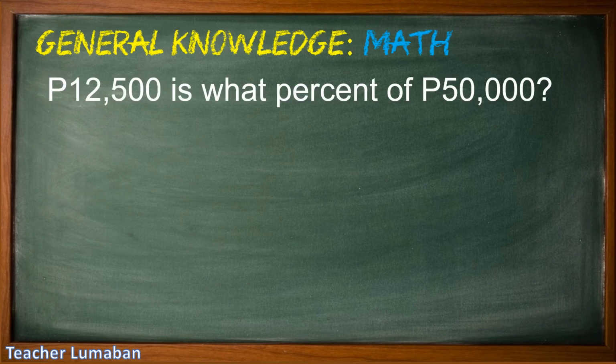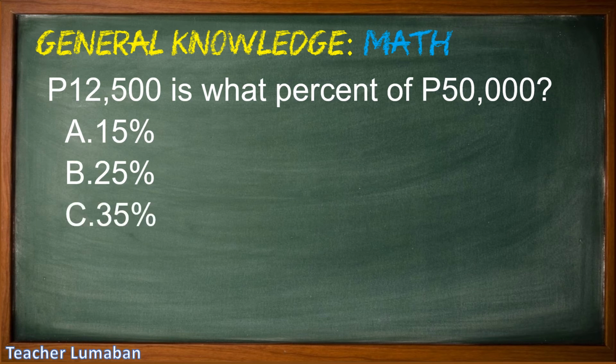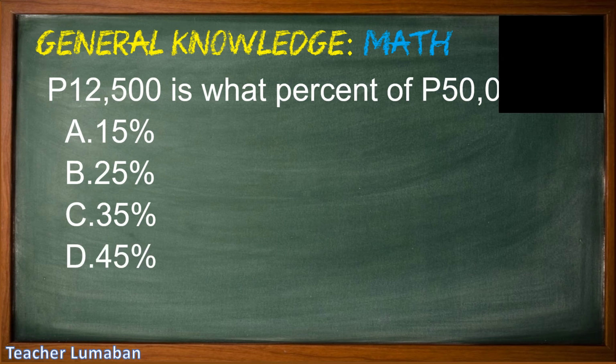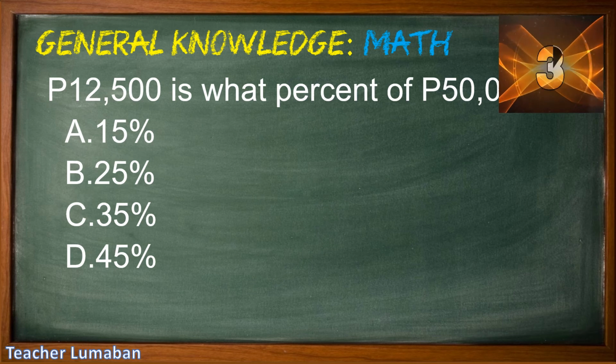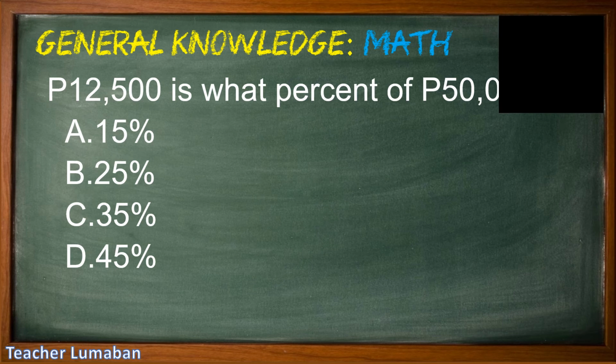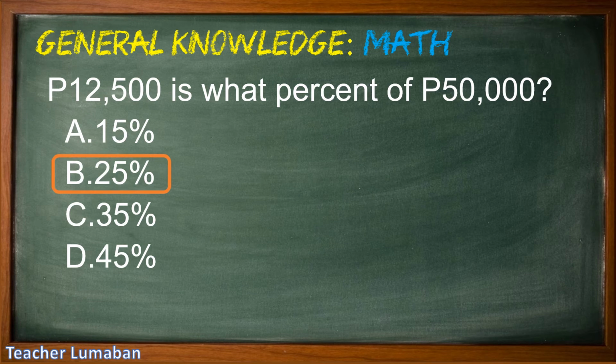12,500 pesos is what percent of 50,000 pesos? Letter A, 15%. Letter B, 25%. Letter C, 35%. Letter D, 45%. Please choose the suitable answer to the following choices in 5 seconds. 5, 4, 3, 2, 1. The correct answer is letter B, 25%.